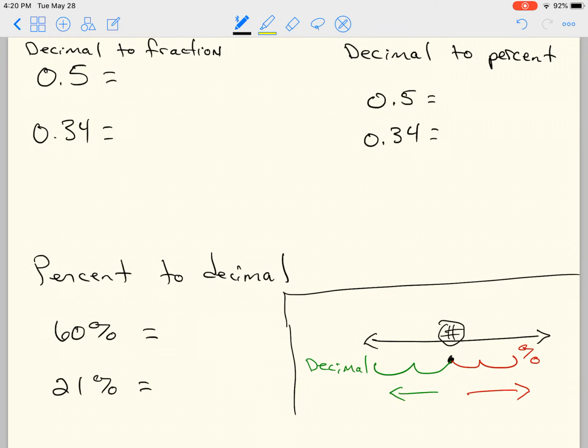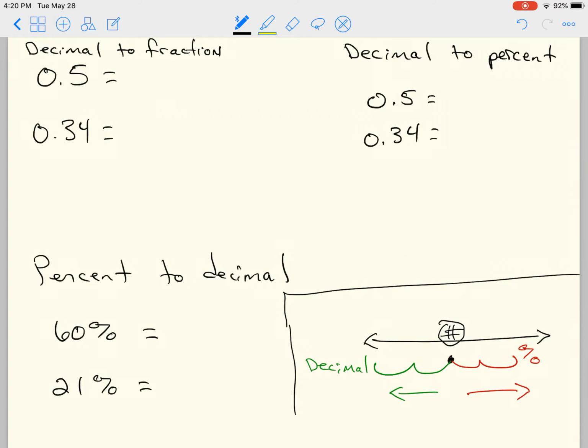Let's look at converting decimals to fractions, decimals to percent, and percent to decimals. If you look down here on the bottom right corner, I have a little chart. If you have any number, you look at where the decimal point lies on that number. If you want to make that a percentage, then you would take that decimal point and move it 2 spaces to the right, and that would give you a percent.